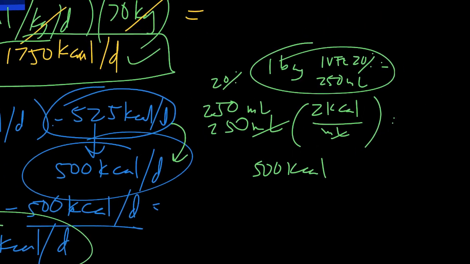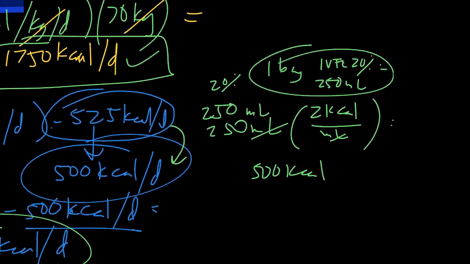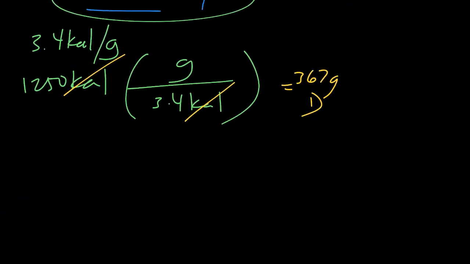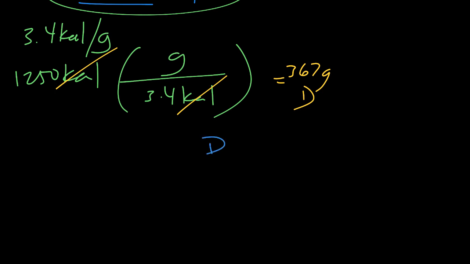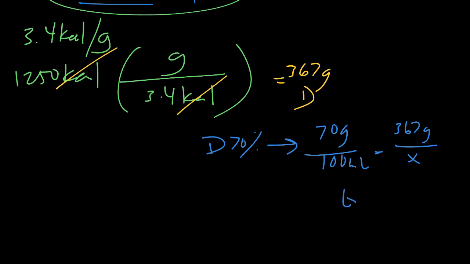Lipids: you already know how much fat you need. One bag is 250 milliliters. Dextrose: dextrose comes in 70% for parenteral nutrition. That's 70 grams per 100 milliliters. You need 367 grams. Solve for X. X gives you 528 milliliters.